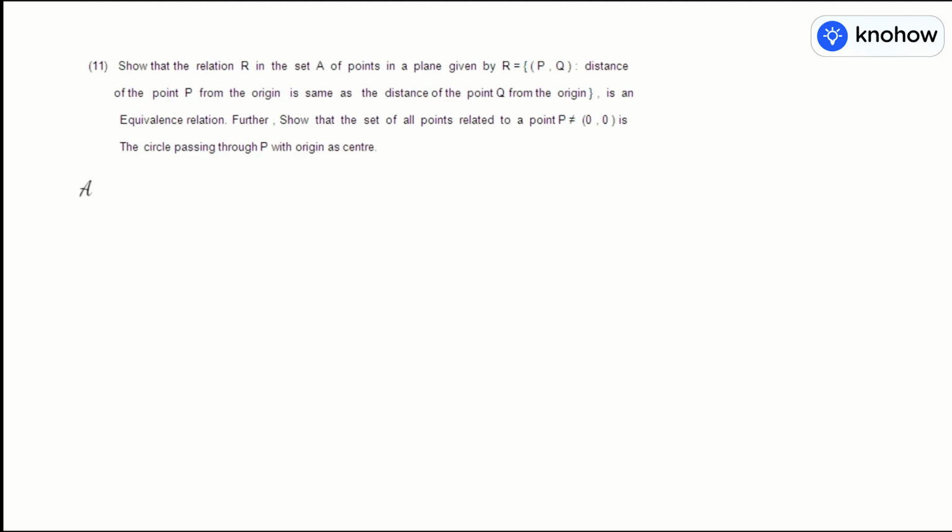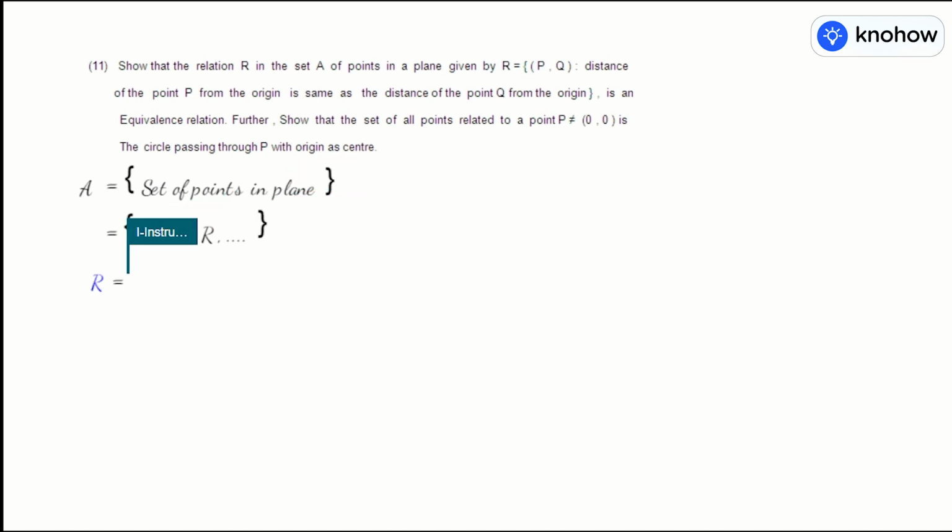Show that the relation R in set A of points in the plane. So what is the given set A? The set is a set of points in a plane. That is, we can write it like this, a set of points P, Q, R, O, whatever, but all of them lie in a plane.